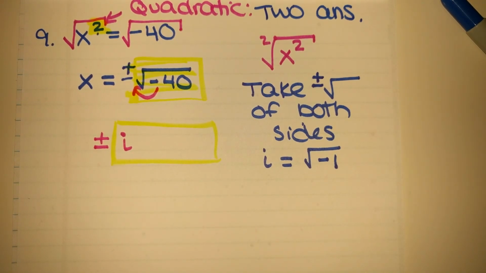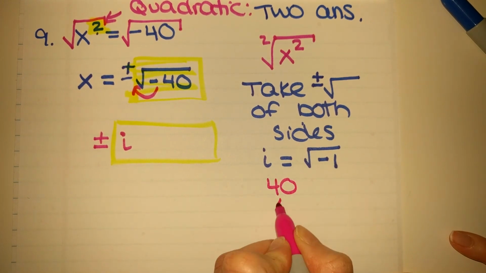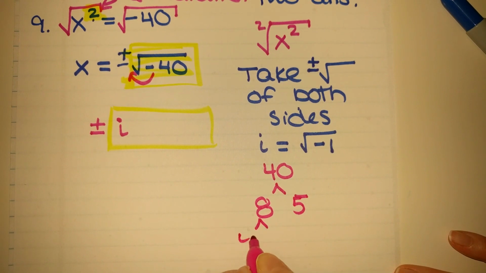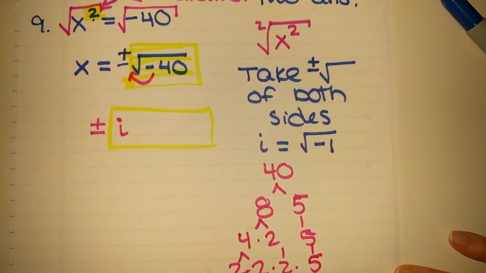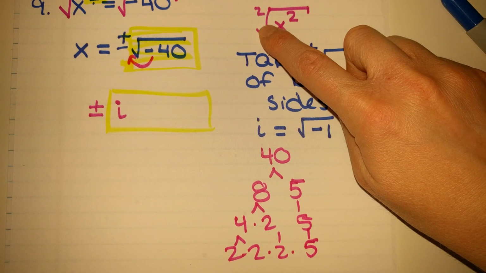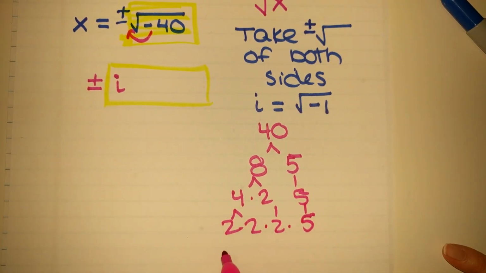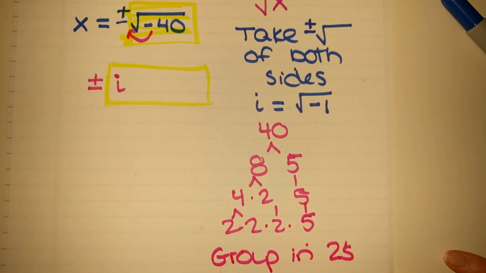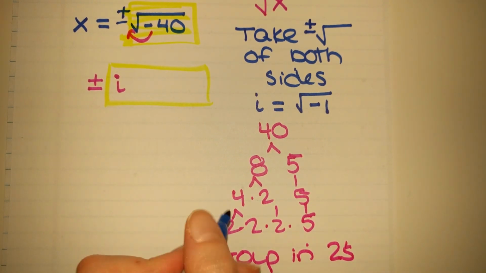Now, we've got to reduce the square root of 40. So to do that, we are going to draw a factor tree. And so you sit there and you draw your little factor tree. You have 8 and 5. 8 is going to be 4 and 2. And then 4 is 2 and 2. This 2 comes down and this 5 comes down. Now, with a square root, the understood index, as we talked about, is 2. So what we do is we group these guys in groups of 2's. So we have 2 2's here.